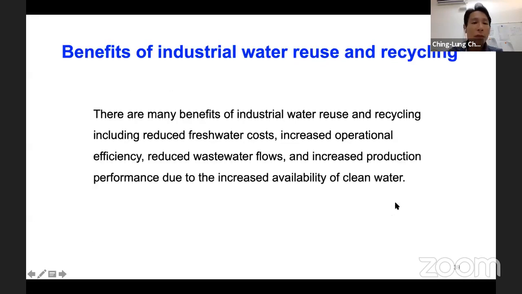And this is the benefit of industrial water reuse and recycling. There are many benefits of industrial water reuse and recycling, including reducing the freshwater cost, increased operational efficiency, reducing the water flow, and increased production performance due to the increased availability of clean water.